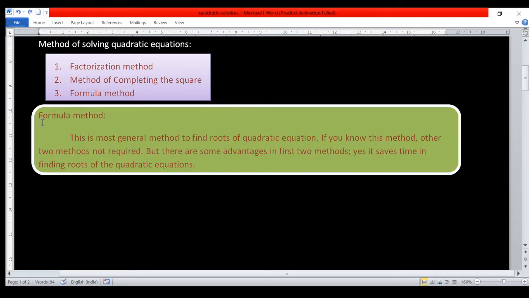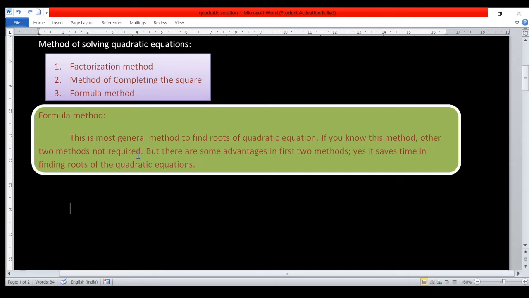Okay, formula method. So we have some observations. I started directly with the third method. I tell you the reasons why we want to go with that first. This is the most general method to find roots of quadratic equation. So whatever the equation, we can solve that by using formula method. So that's why it's very important for us. If you know this method, other two methods are not required.